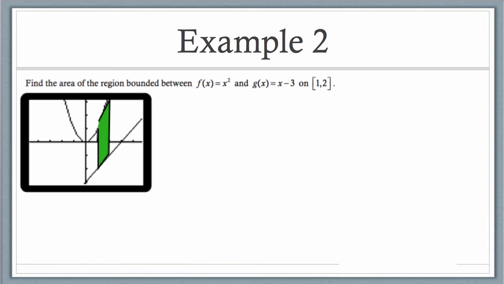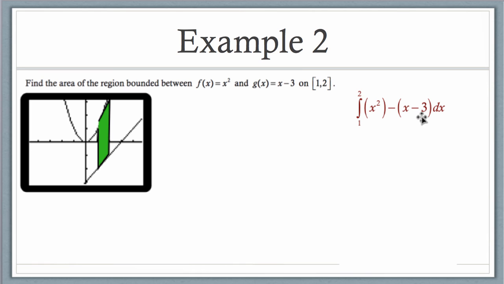Again, I'm going to mark off my region. So I'm going from 1 to 2, and I'm looking at the region that's between these two curves. x squared is my top curve, x minus 3 is my bottom curve.